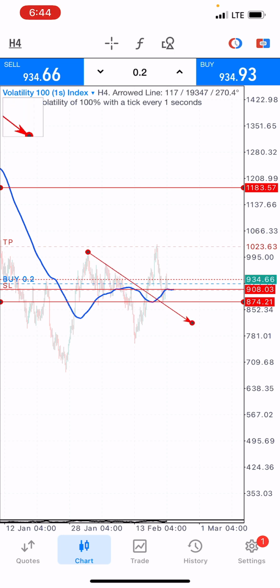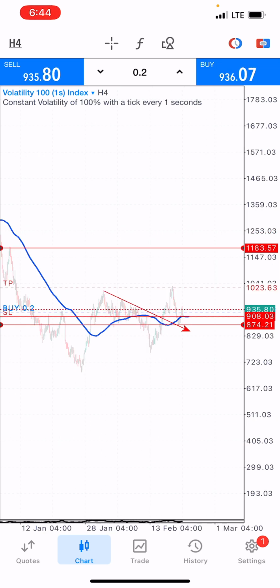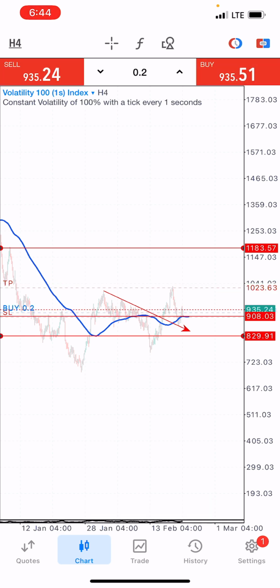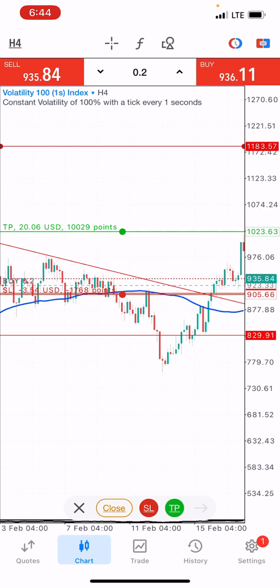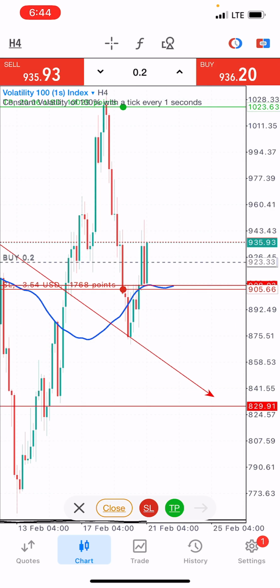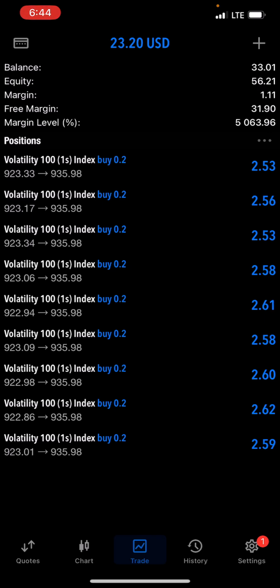Now, after the break of this level, market came back and retested this zone. You can see from this level there was a trend. The market respected it. Market broke this trend, went back to this point, retested this trend and is going up again. So that's a high probability setup, guys.